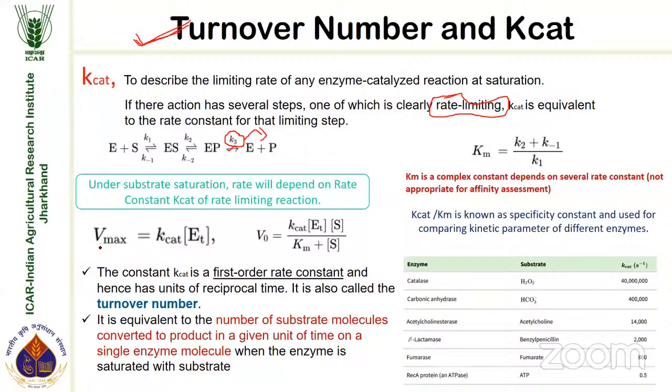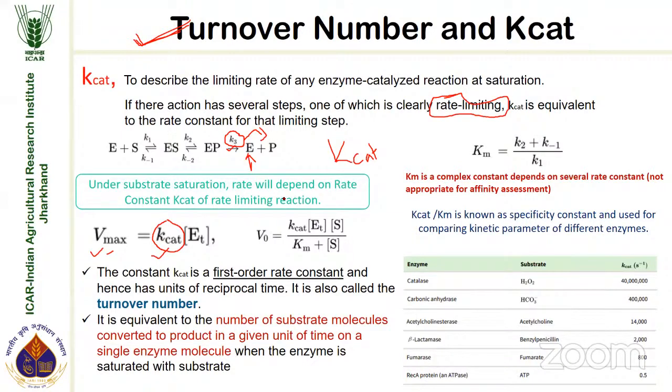So what happens for the maximum velocity? They denoted it as kcat. Kcat means the crucial rate limiting step and its rate constant. If you multiply kcat and total enzyme, you will get Vmax. So for maximum velocity, you must have kcat and total enzyme. This becomes a first order reaction and can be easily calculated.